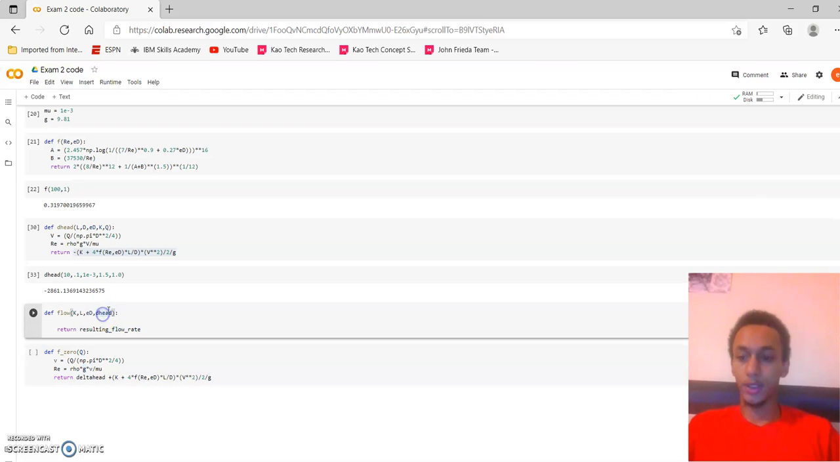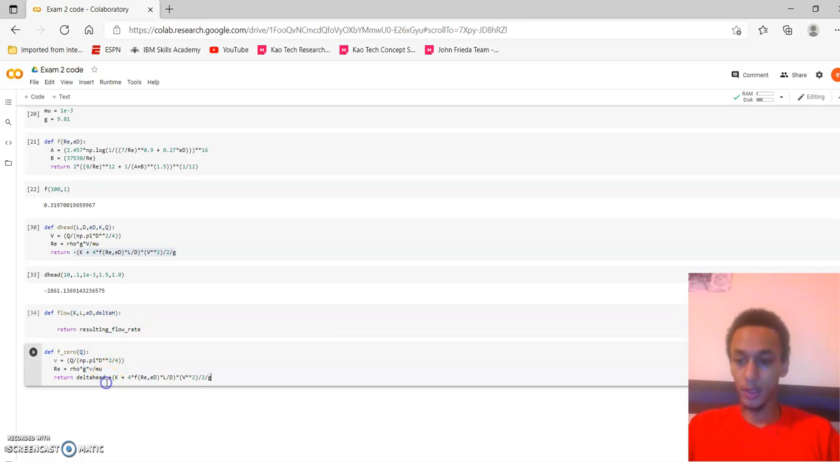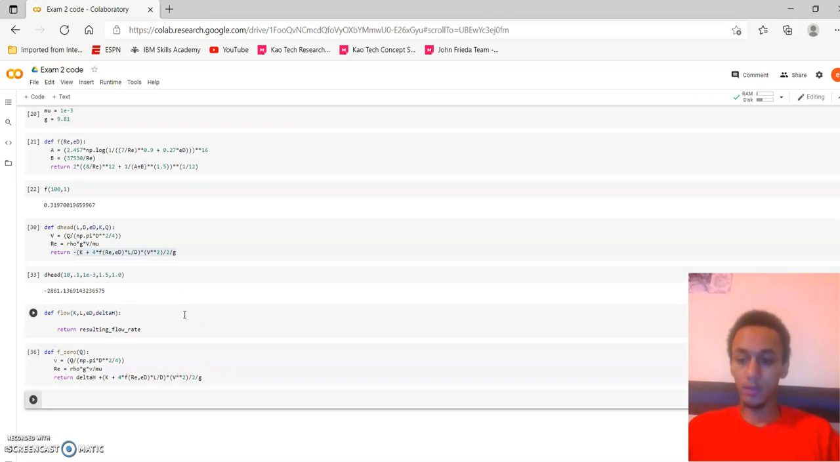And actually for here, we use a different delta. So let's say delta H, delta head. And we're going to use that same delta head down here. So actually, let's run it. And yeah, it successfully works. So now we actually want to test this.